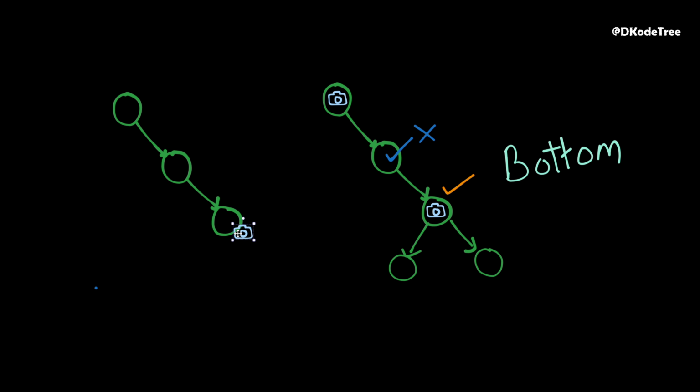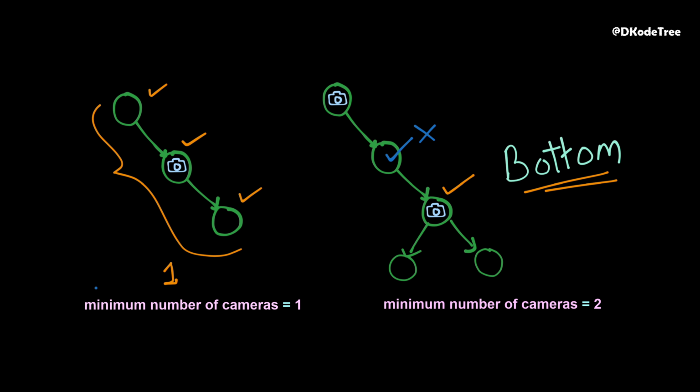Similarly, for this example, we will again not place any camera at the leaf node and we'll move to its parent, and then we will place the camera. So after placing this here, all the three nodes are covered. So this entire tree ends up being covered with just one camera. And by placing cameras from the bottom, we arrived at the minimum result very naturally in both of these examples.